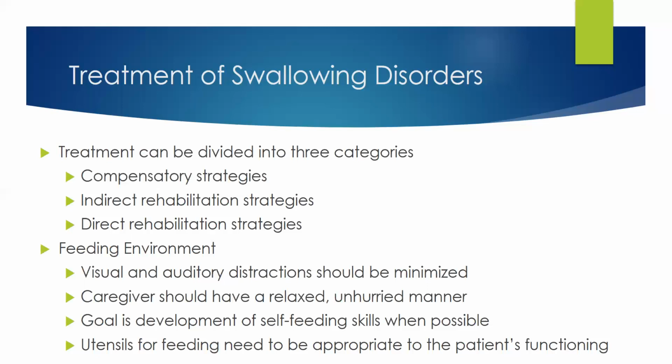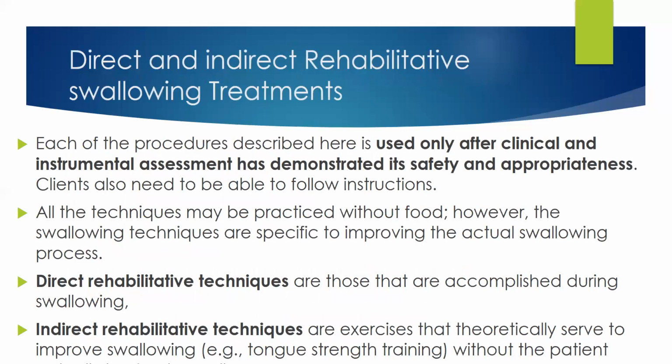And then we need to consider the utensils that are needed. We have a bunch of different adaptive equipment that we might consult with our OT colleagues about. Again, it needs to be age appropriate. So I wouldn't give a sippy cup, so to say, to an adult with a traumatic brain injury. So we need to consider them and make modifications as needed.